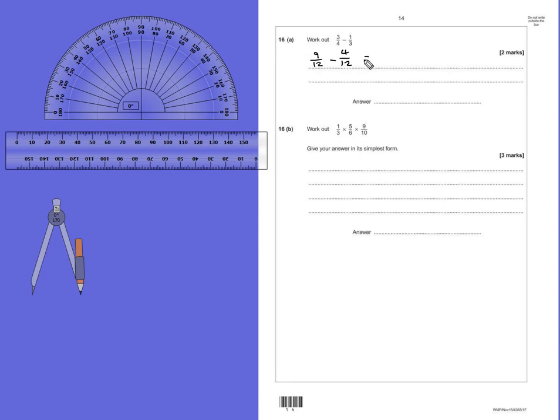Now we've got the same number at the bottom. We know we've got 9/12. We take away 4/12. That's going to leave us with 5/12. You don't do 12, take away 12 here. It's still stuck in the same size pieces. We just have less of them.